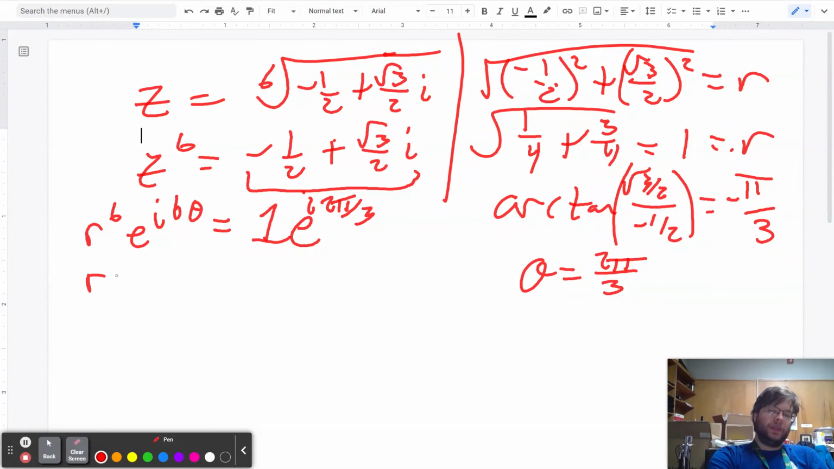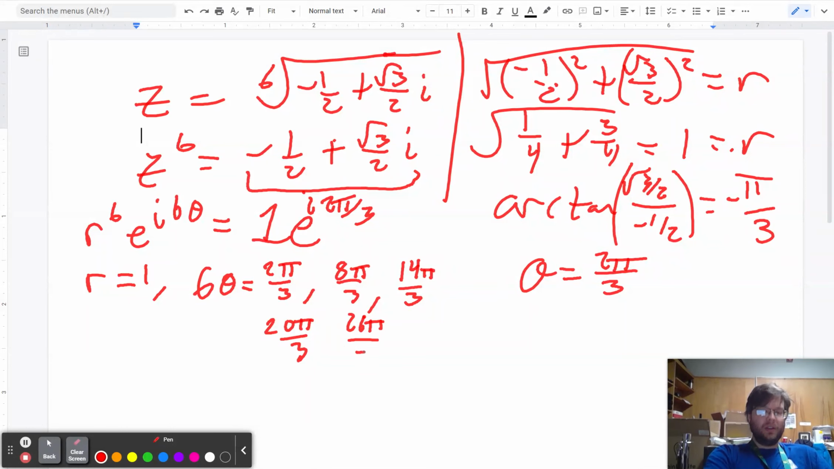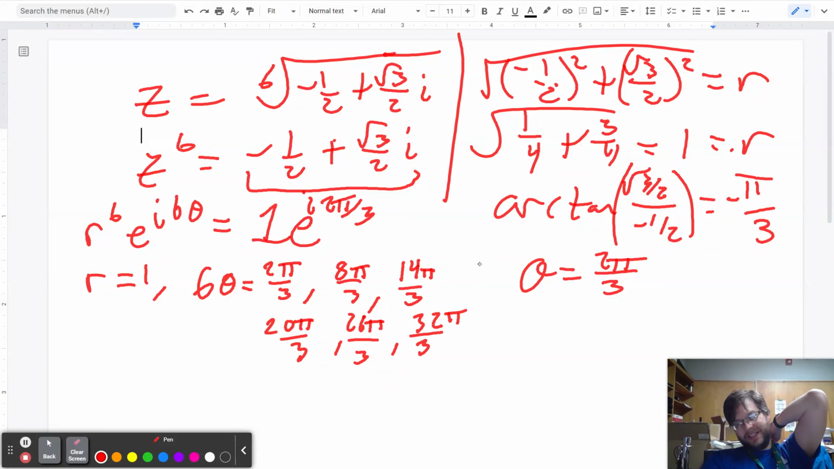So I know that for my answer, my r is going to equal 1, and my 6 theta is going to equal 2 pi over 3, or if I add 2 pi more to that, so adding 2 pi is adding 6/3 pi, it could equal 8 pi over 3. It could equal another 6 would make 14 pi over 3. How many do I need to get? I need to get 6 of them. So it could be 20 pi over 3, 26 pi over 3, or 32 pi over 3. And each of those are going to get divided by 6 to give me my 6 different answers.